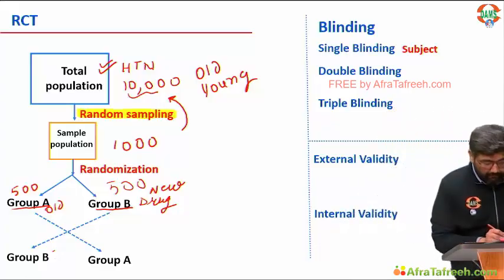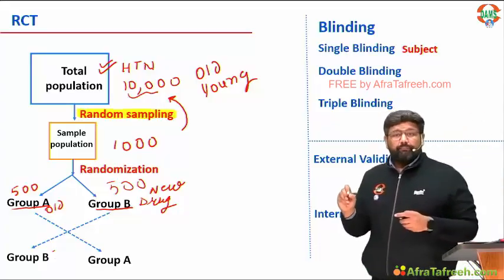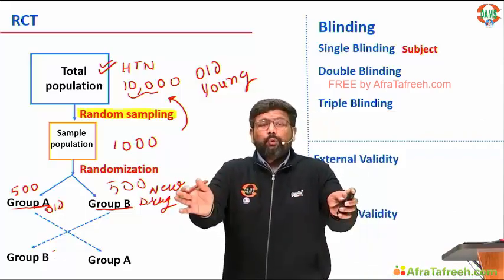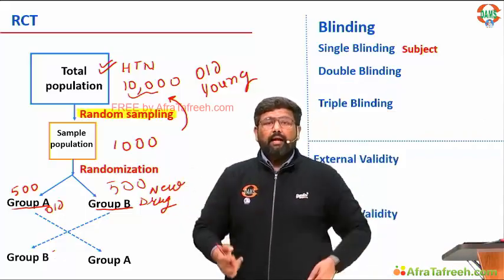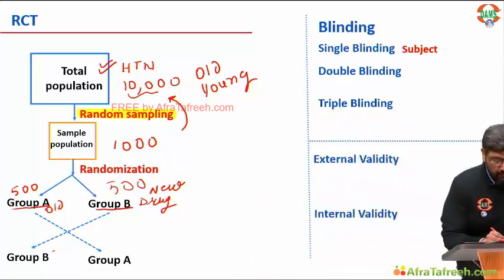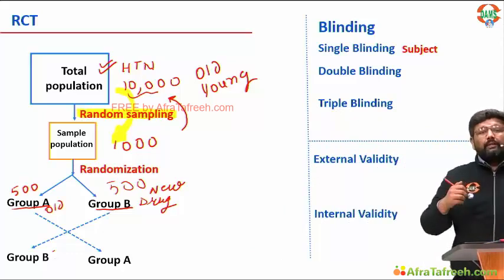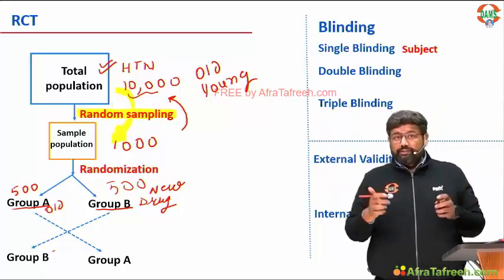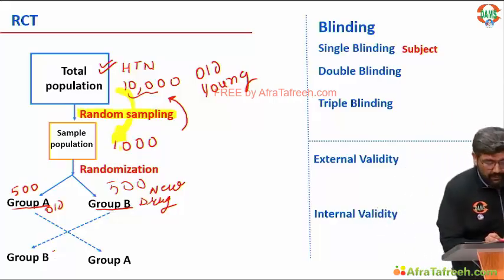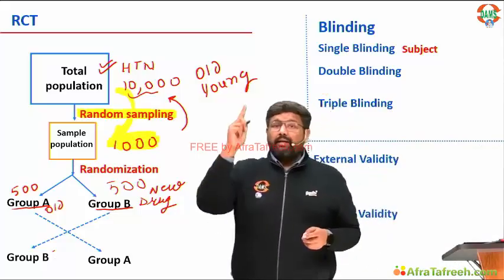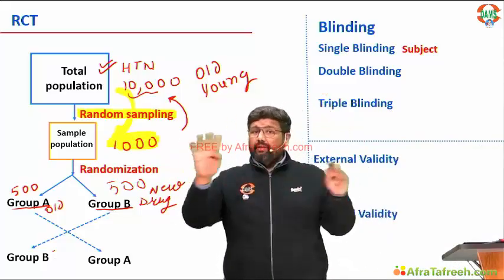Now I have divided. So what is randomization? Randomization is dividing in two groups so that they are similar. Again, what is random sampling? Choosing from the population so that it represents the population. Random sampling. What is randomization? Now I have selected people, dividing them in two groups. It is randomization. Random sampling and randomization, they are not same.